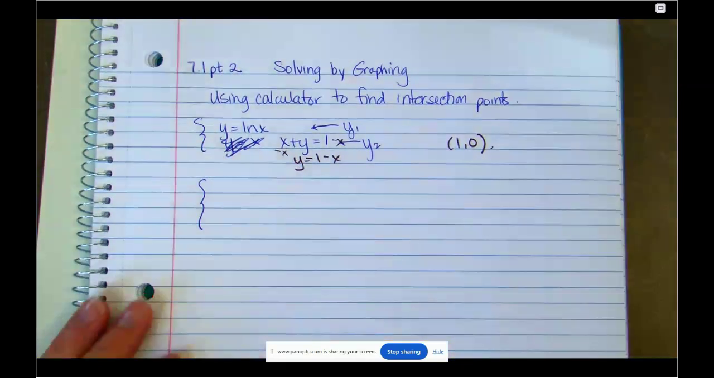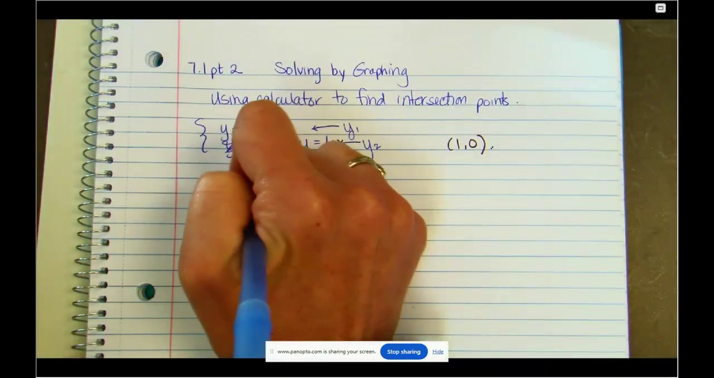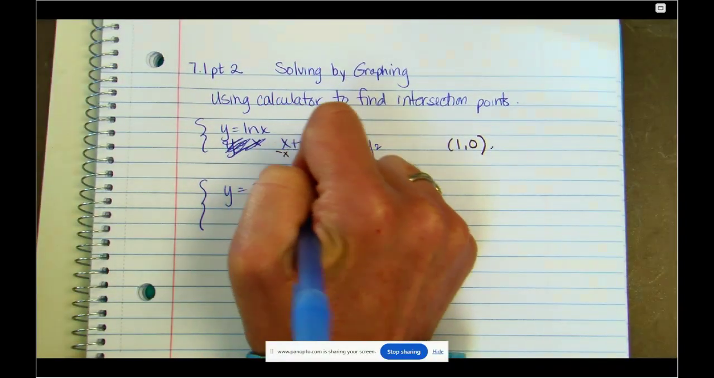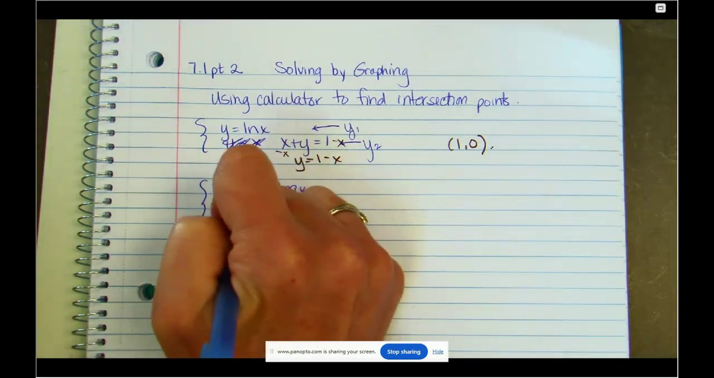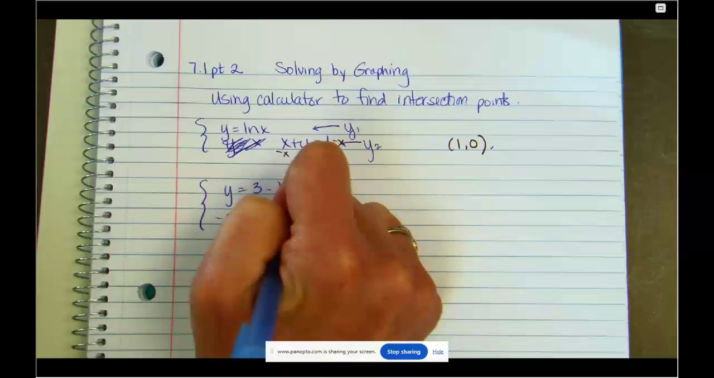Okay, so why don't you try this one? 3 minus log x and negative 2x plus y equals 1.